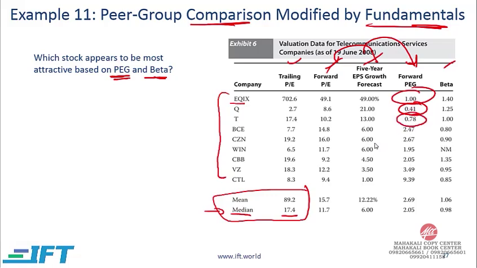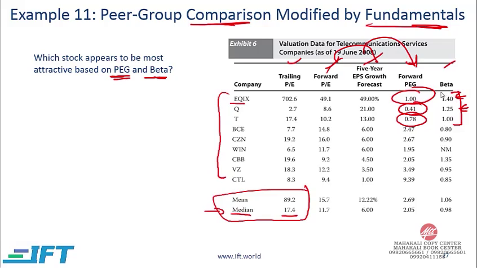Okay, so 0.78. So these appear to be relatively good. But then you should also look at the betas. Is there a fair deviation in the betas? There is. So T has a beta of 1, which is the market average. Q has a relatively higher beta. It's a 25% higher beta. And EQIX has a very high beta.